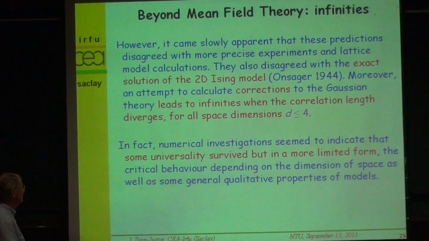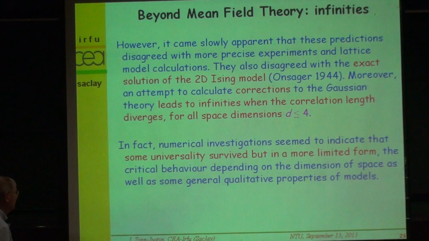Now, furthermore, if you try to calculate corrections to mean field theory, and this was done many years later, then remarkably enough, you find that at the critical temperature, where the correlation length is infinite, you find infinities. For any dimension of space smaller or equal to 4. Like the infinities of quantum field theory.